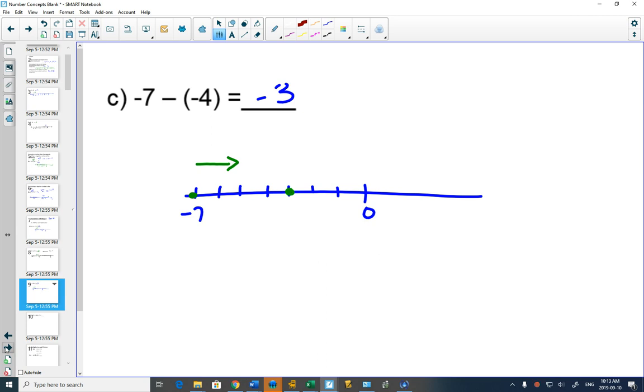The negative does the opposite. It goes in the opposite direction. Now we're going 4 this way. 1, 2, 3, 4. Here's our final answer at -3. And so because subtracting normally goes backwards, but a negative does the opposite, subtracting a negative is the same as adding. And so we end up with this being the same as -7 plus 4.